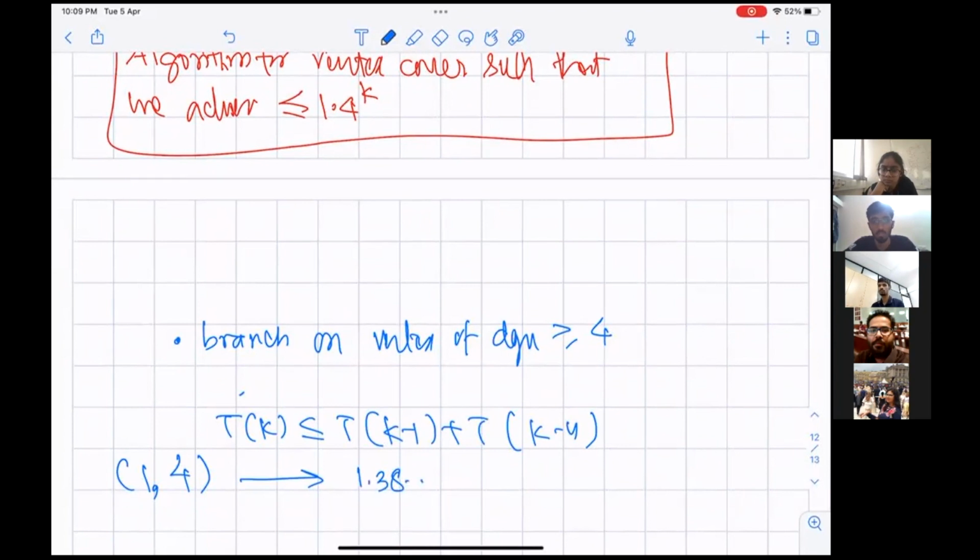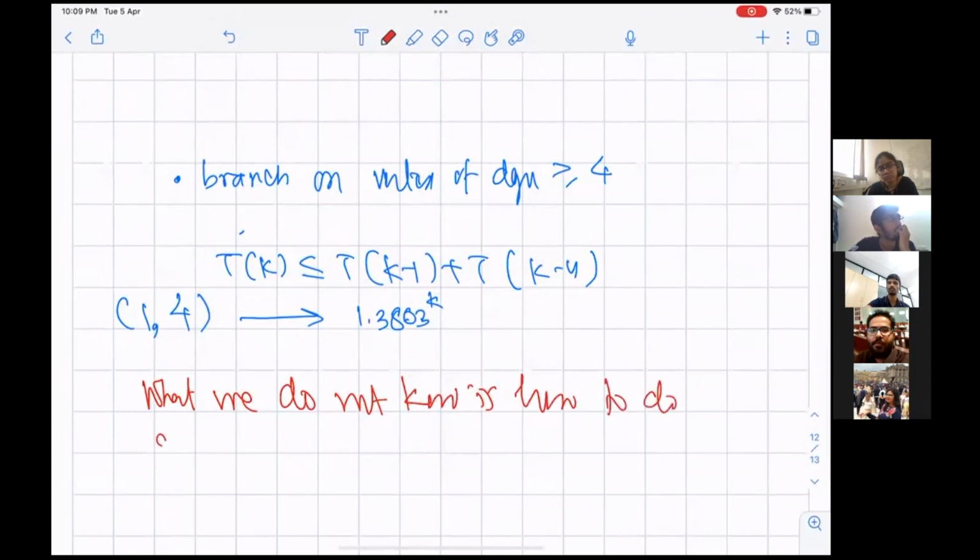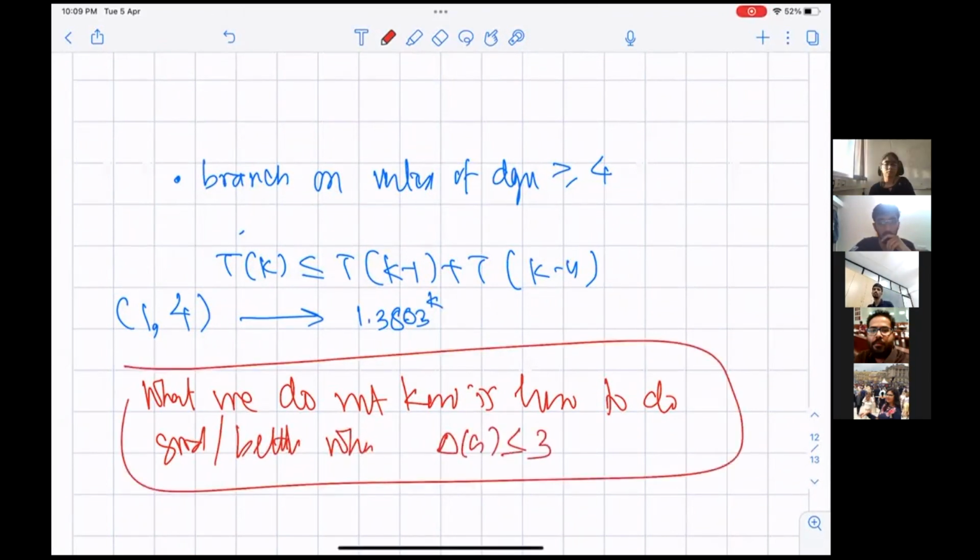So this seems to be a good number, but what I do not know is how to handle the case when the graph has maximum degree at most 3. So what we do not know is how to do good or better when Δ(G) is at most 3. That's our hurdle at this point of time.